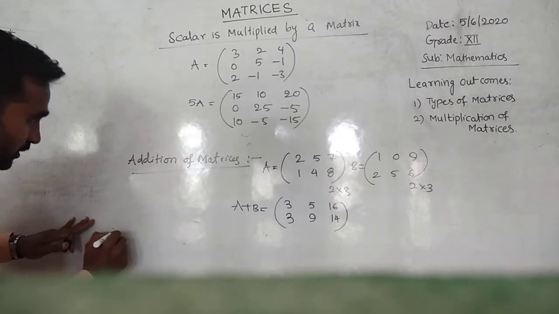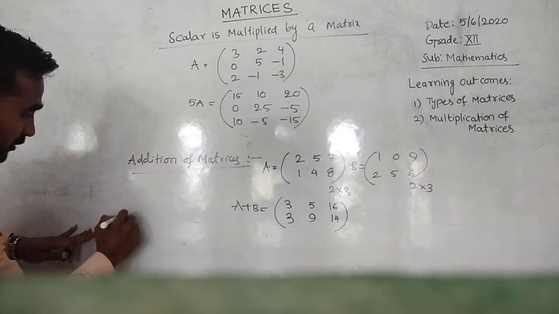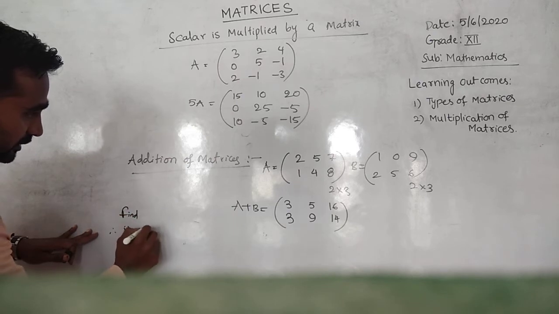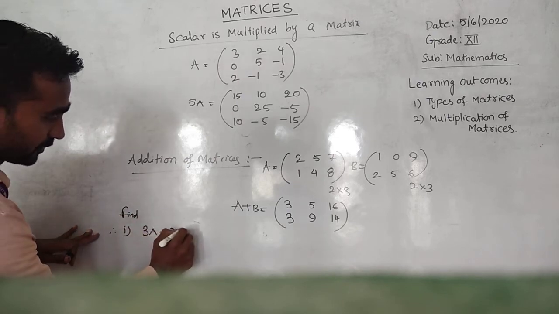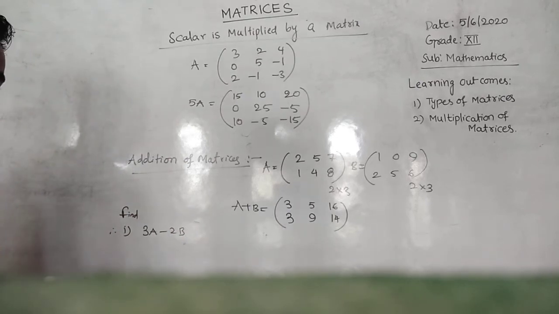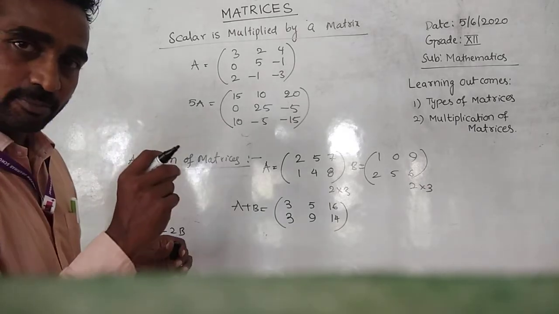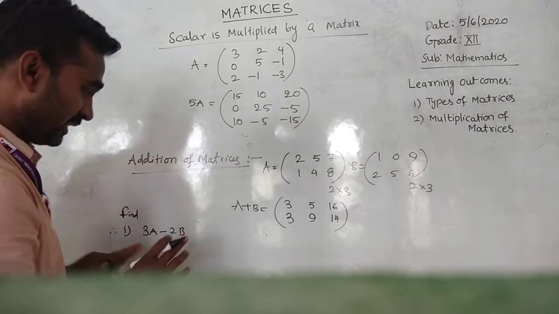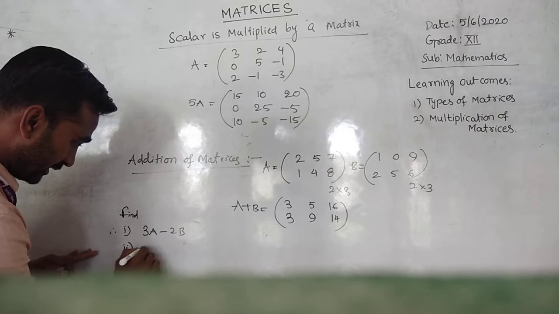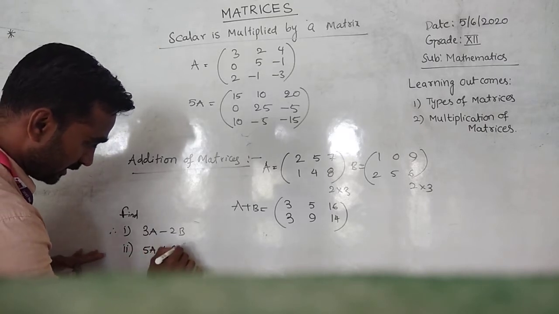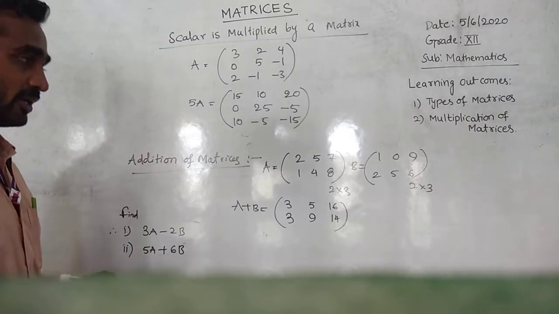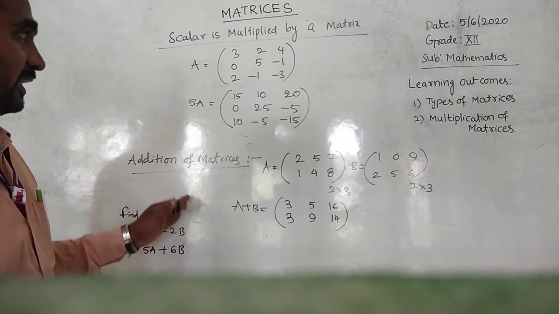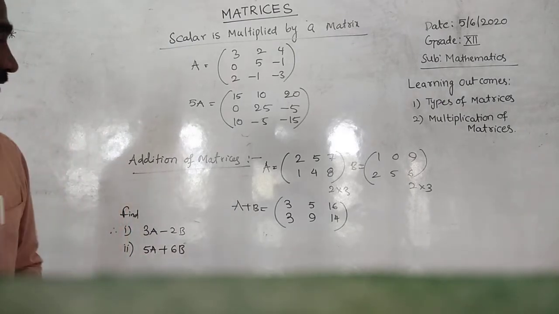Similarly, not only this, with A and B we can find a few questions: 3A minus 2B. Subtraction is also said as A minus B: subtract the element of B from the corresponding element in A. 3A minus 2B and 5A plus 6B, like that. This type of question you can do with the help of addition of two matrices.